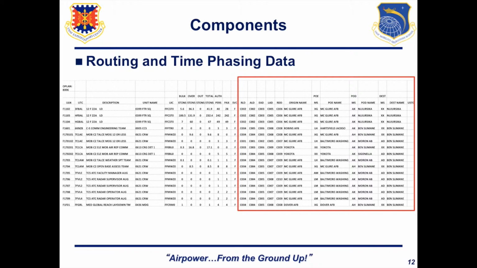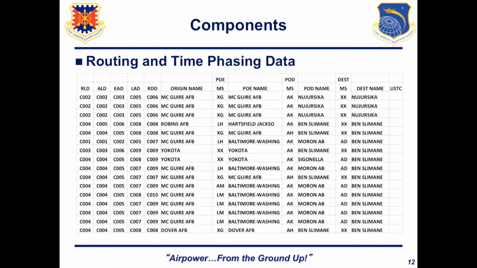Routing and time phasing. How are we going to get there? Well, this basically tells you that information. We start at the RLD. Each one of these dates is associated with a location. The RLD is associated with the origin, which in this case is McGuire Air Force Base. The individuals that are leaving, or the capability that's leaving McGuire Air Force Base, has to be ready to go, ready to load at the origin on C2. So what this is basically saying is at C day plus 2, that line of entry at McGuire needs to be ready to go.